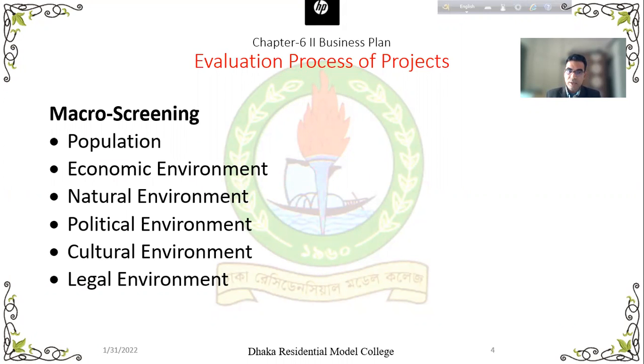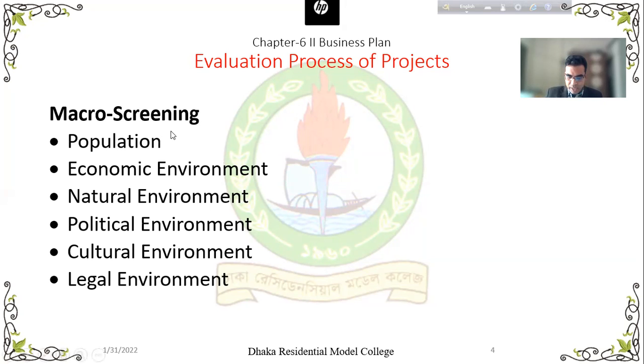There are 3 processes to make a business plan. Number 1, identifying the project concept. Number 2, evaluation of the project and selection of the project. And number 3, submission of the business project report. In the second step, evaluation of the concept, how will you evaluate the project? There are 2 ways: the macro screening process and the micro screening process. We will discuss macro screening and micro screening.